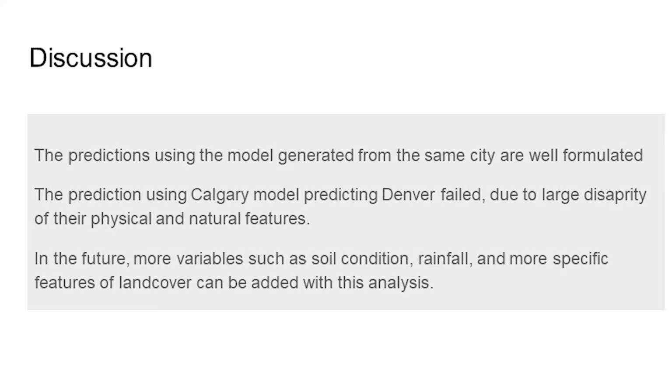In conclusion, the predictions using the model generated from the same city are well formulated. The prediction using Calgary model predicting Denver failed. In the future, more variables such as soil condition, annual rainfall, and more specific environmental features like land cover can be added with this analysis.